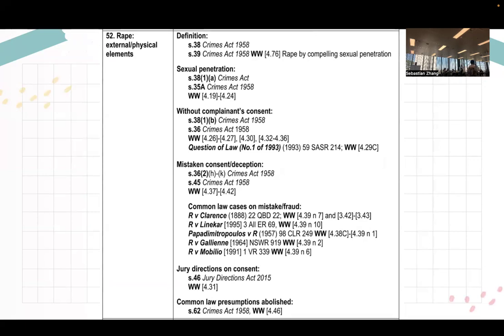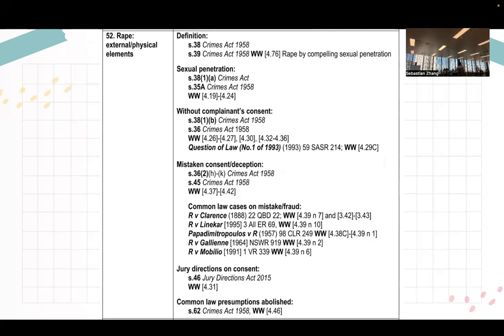As long as you see some sort of penetration and it fits the criteria set out in section 35A, then there will be rape, there will be sexual penetration, sorry. Now, another form of actus reus is you need the lack of the complainant's consent. So there must be sexual penetration without consent. And this is when most of these things get a little bit iffy.